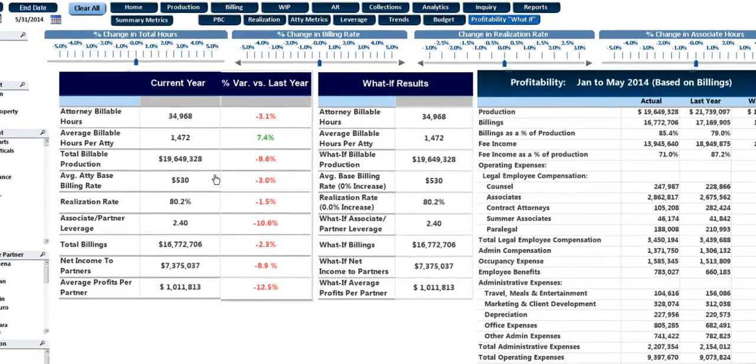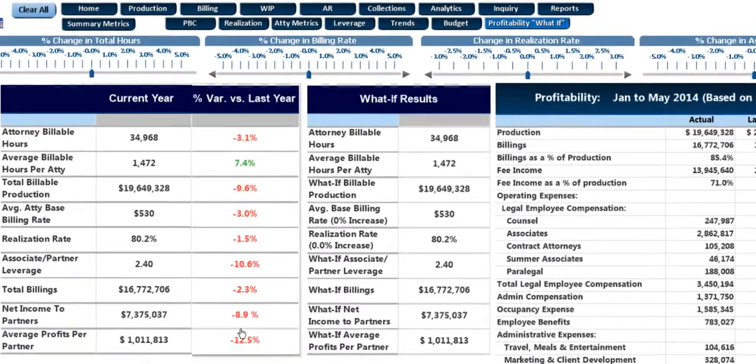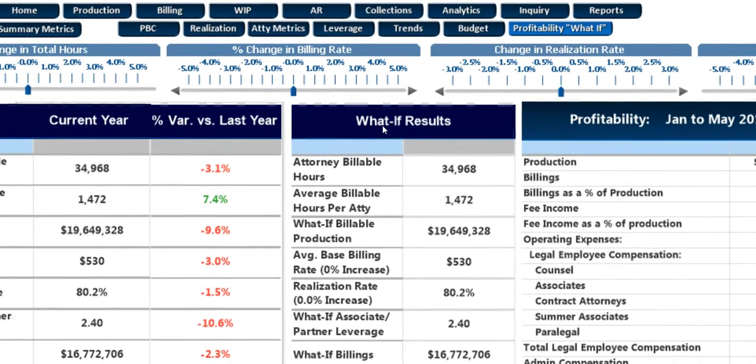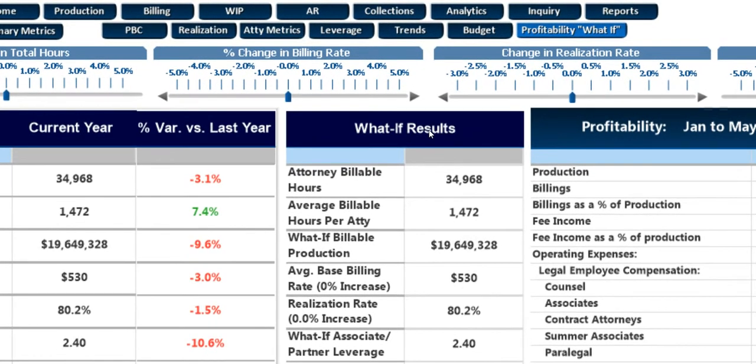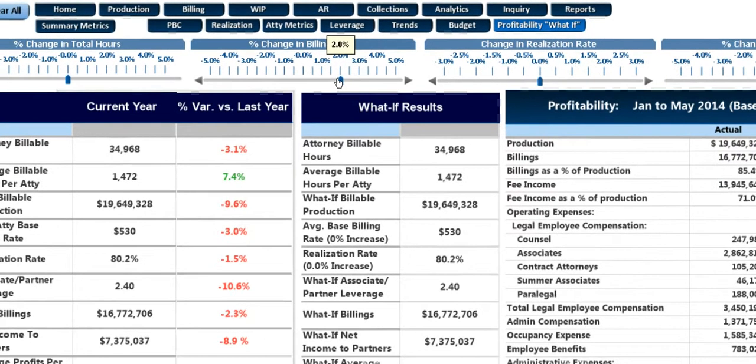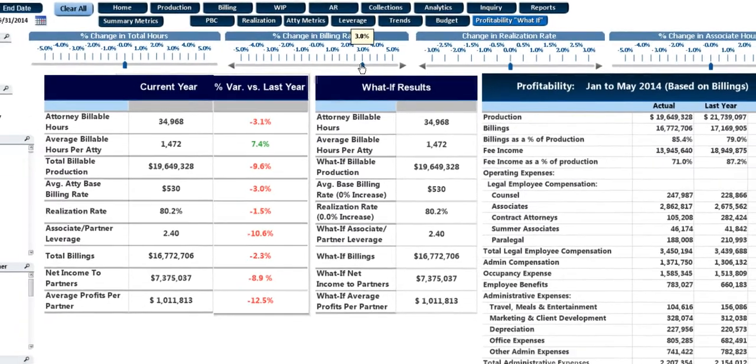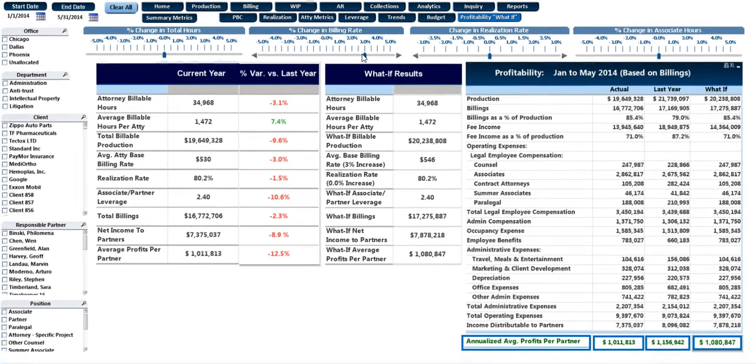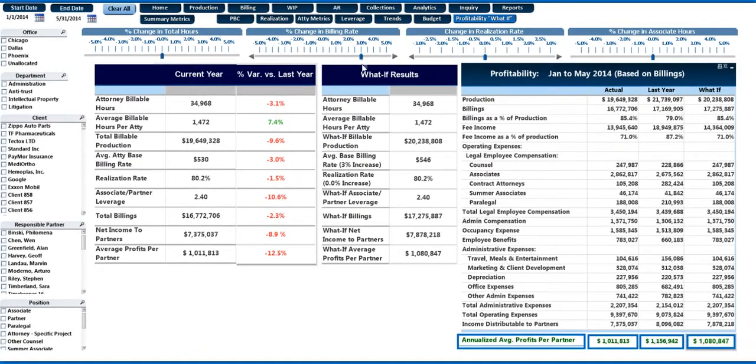See, for instance, the impact of changes to billing rates. In this case, let's assume an increase of 3% for this firm, all other things being equal. A 3% increase in billing rates results in a higher billable production value, higher billings, correspondingly higher income to partners, and also higher average profits per partner.